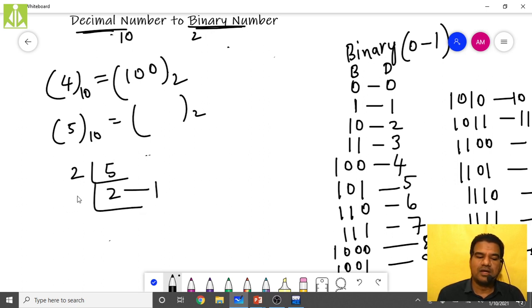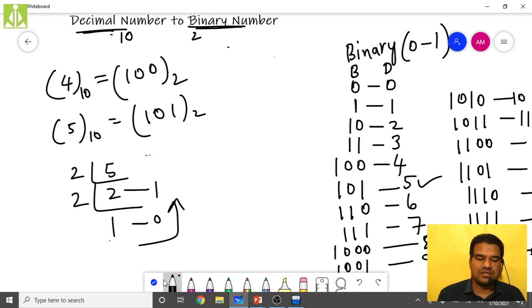Likewise, then 2 1's 2, and what will be the remainder? 0. 2 1's 2 plus 0. So 1, go in this direction. So you got 1 0 1. As I said over here, 5 in decimal, 1 0 1 in binary. Here I wrote the same thing and we got the same thing, 1 0 1 in binary.